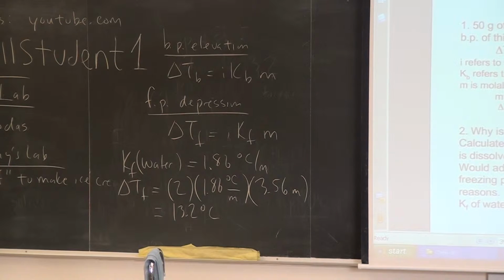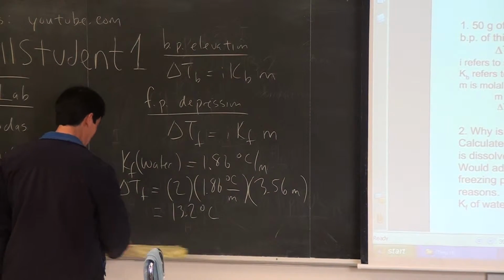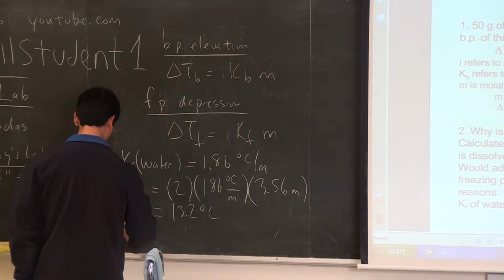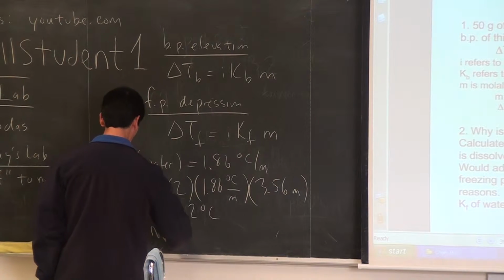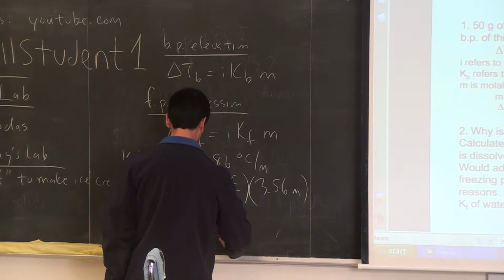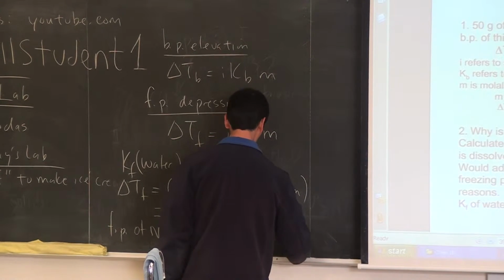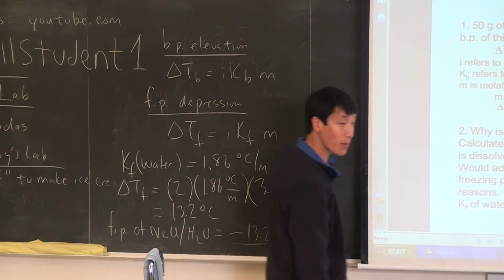So that means that the freezing point of the salt water solution is going to be minus. So the freezing point of the NaCl in water is minus 13.2 degrees Celsius.